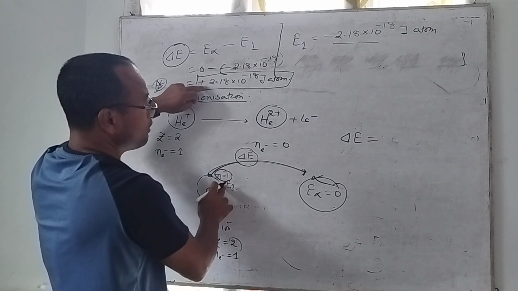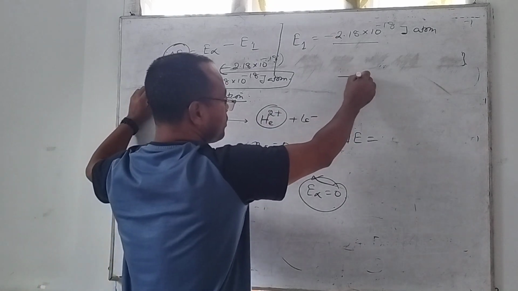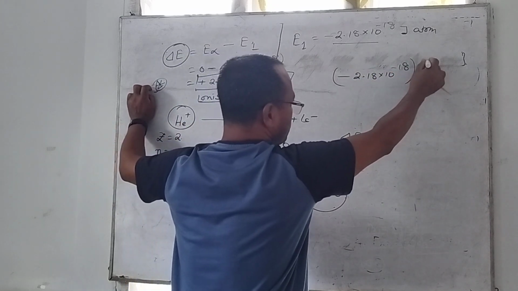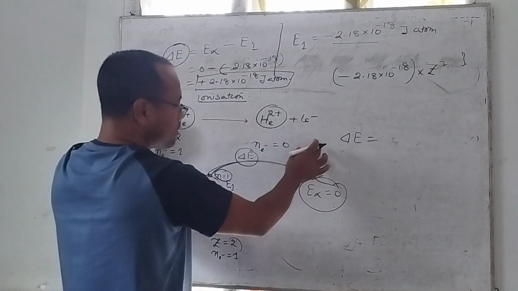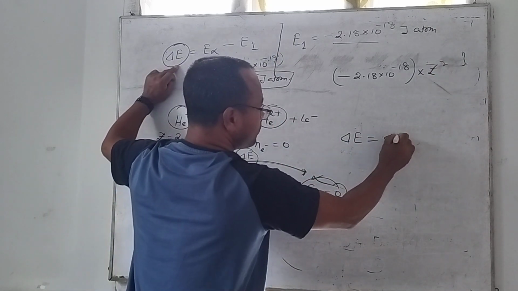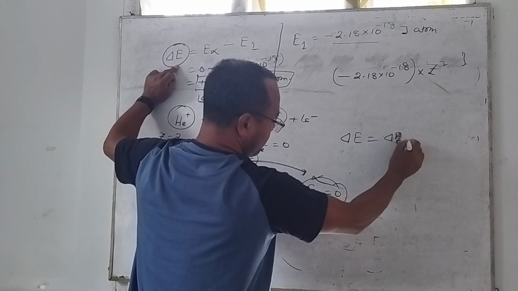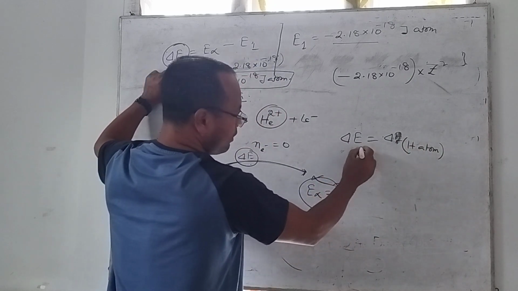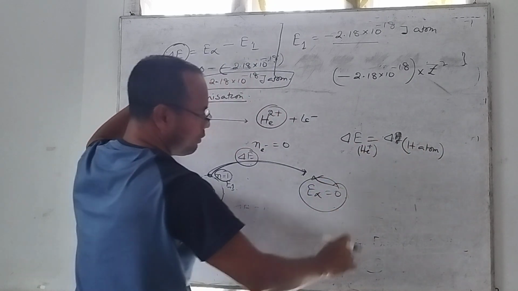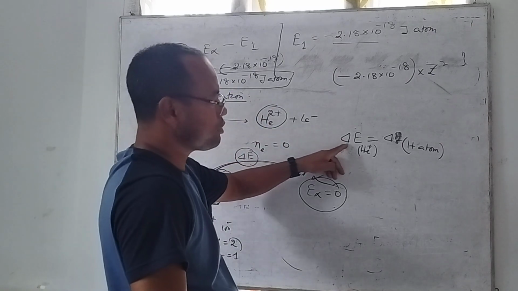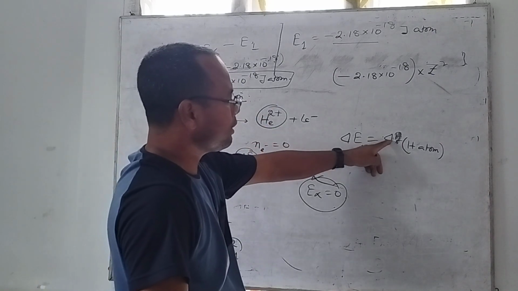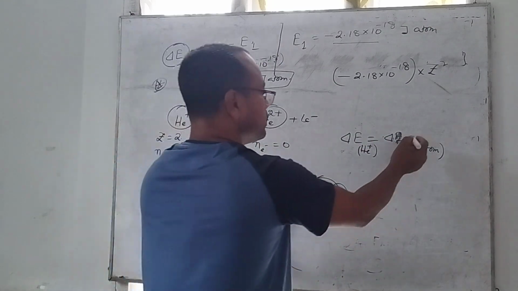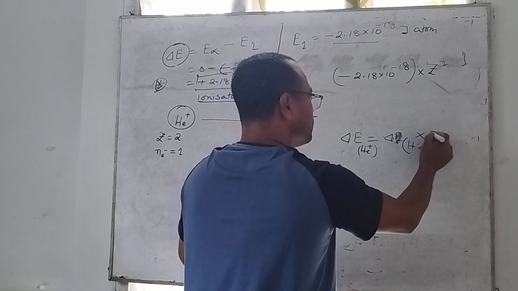The only difference is this one. In this value, that means minus 2.18 into 10 to the power minus 18, it should be multiplied by Z squared, right? That means this is the ionization energy for the hydrogen, and this is the ionization energy for the helium ion. So the ionization energy for the helium ion and for the hydrogen atom is not the same; the only difference is that it is multiplied by Z squared.